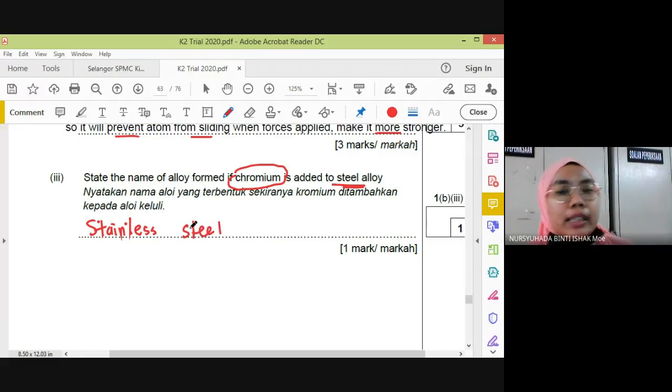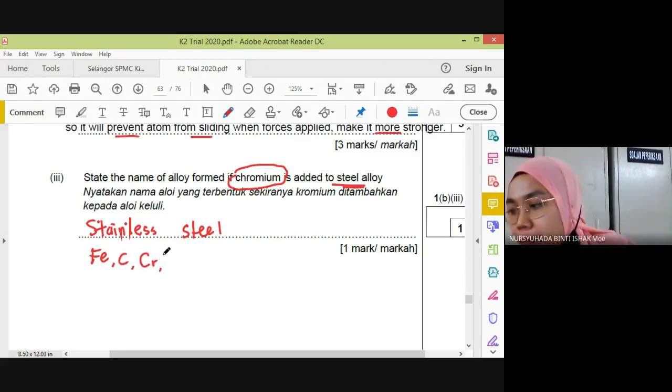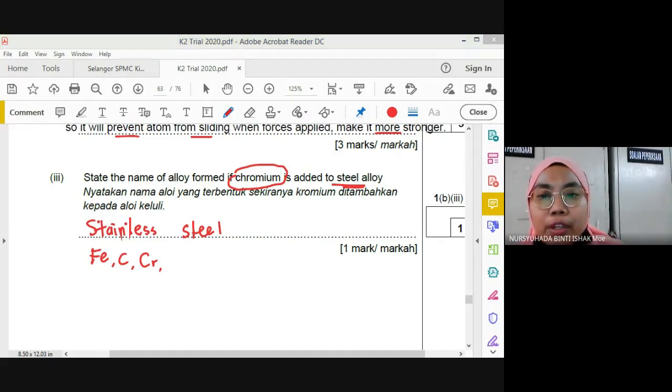Okay, inside the stainless steel, ada berapa element? We have iron, and then we have carbon, we have chromium. One more. Apa lagi, ada satu lagi? Kita ada apa lagi dalam stainless steel? Iron, carbon, chromium. Lagi satu? Respon. Dalam stainless steel kita ada 4 element. We have iron, carbon, chromium. One more. Apakah dia? Respon. Kita ada nickel.